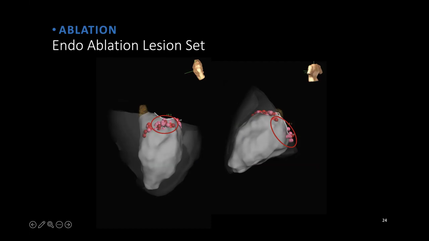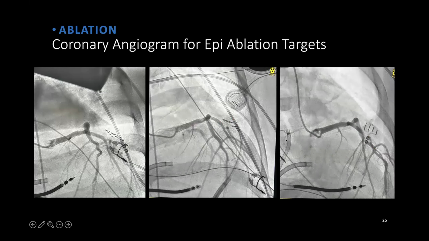Each of these red dots means a delivery of RF, and it denotes a drop in impedance, for the person who doesn't know exactly what that means. So we did some here in the anterior wall, another in the lateral basal wall. And of course, we also needed to touch the epicardial space.